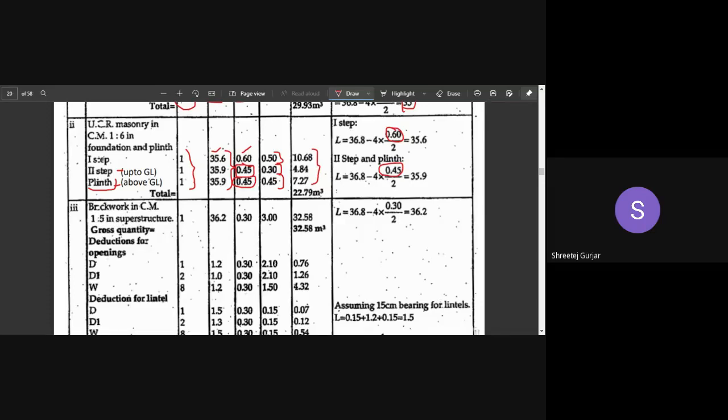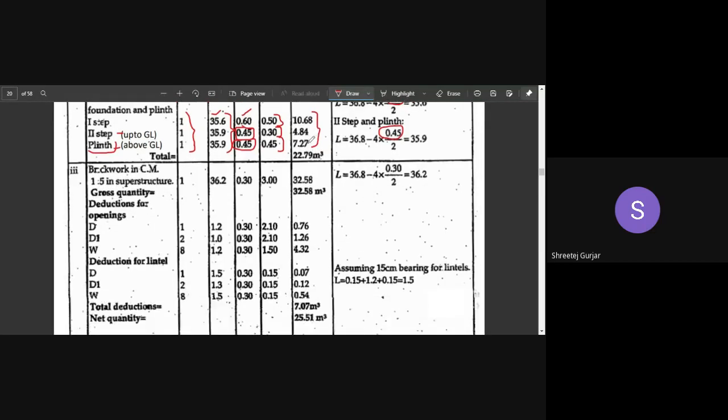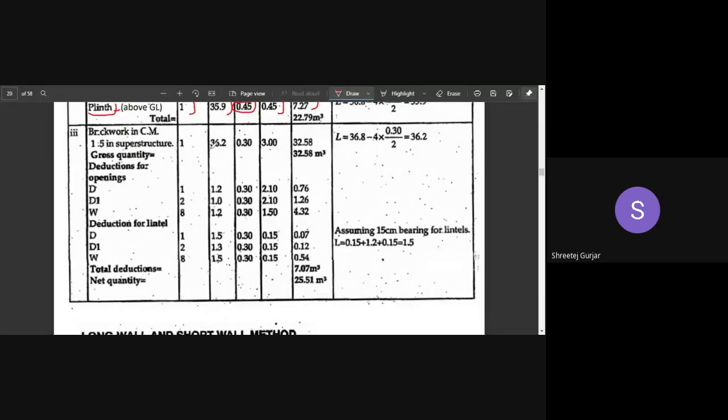Moving on to brickwork, we will see how we calculate it. You use your center line length, calculated using this formula: 36.8 minus 4 into the wall thickness, which is mentioned over here. You substitute and get your L value. Then the floor to floor height, you can see in your section, is given as 3 meters. So that is the height of your brickwork in the superstructure, 3 meters. And then the thickness of your wall is 0.3, and we have calculated the length.